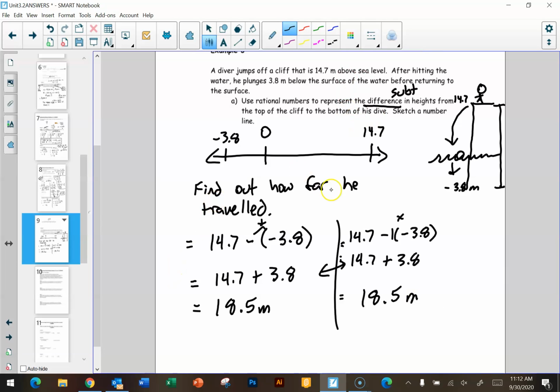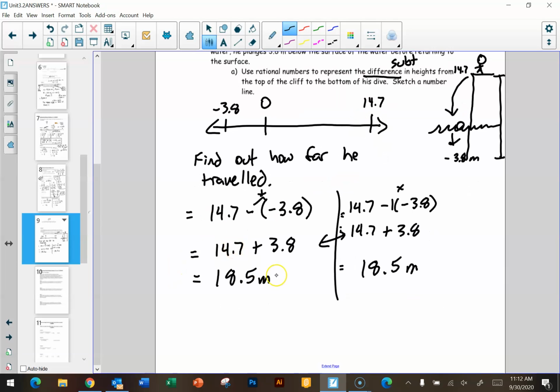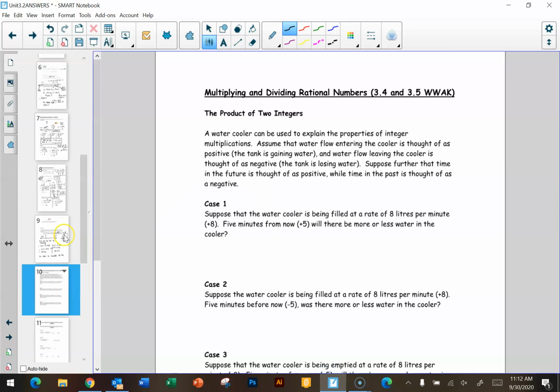So they didn't ask this question, find out how far he traveled, but I asked it. So I'm going to put a sentence here at the bottom. In total, he traveled 18.5 meters. From the very top of the cliff to the very bottom of his dive in the water, he would have traveled a total of 18.5 meters.